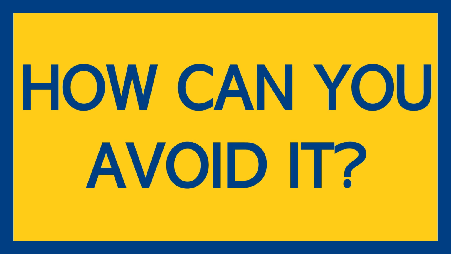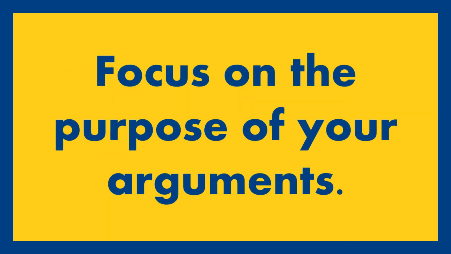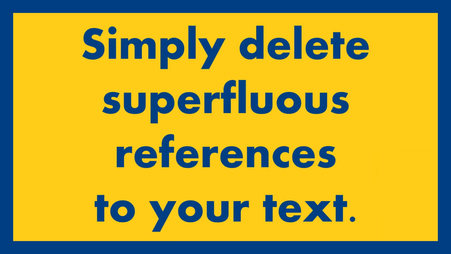How can you avoid it? Focus on the purpose of your arguments. Rather than telling the reader what you're about to do, tell them why the conversation you're about to have is important and what its purpose is. And you can simply delete superfluous references to your text. Rather than saying as follows or as was previously mentioned, just cut those words out altogether and get straight to your list or straight to reasserting the key point that you wanted to call the reader's attention back to.